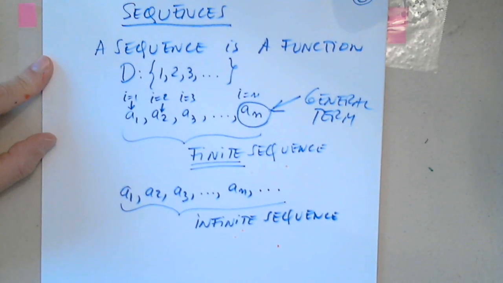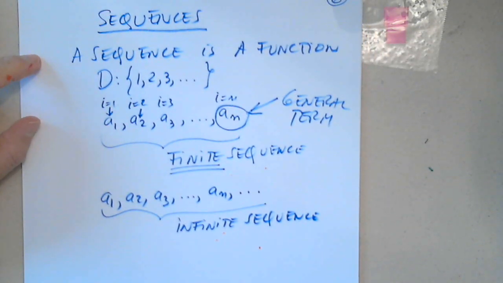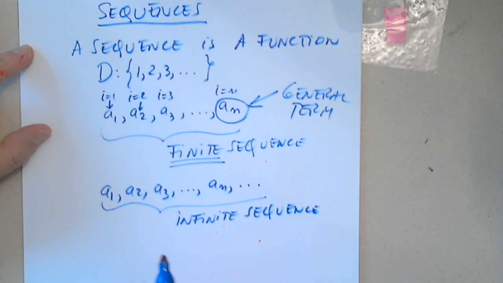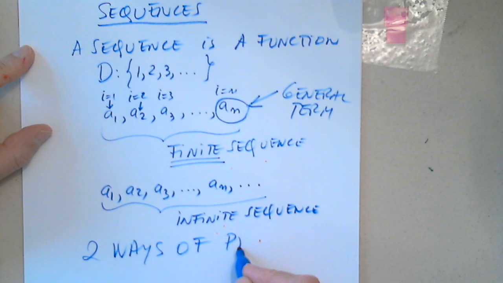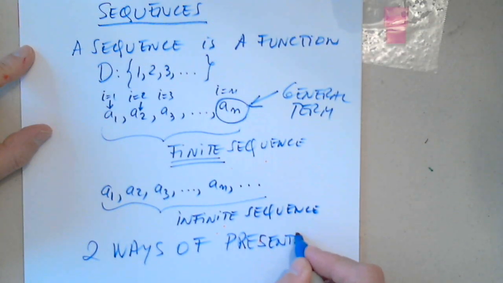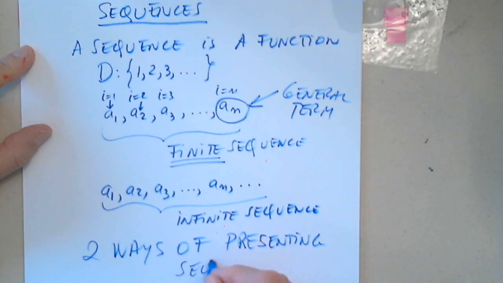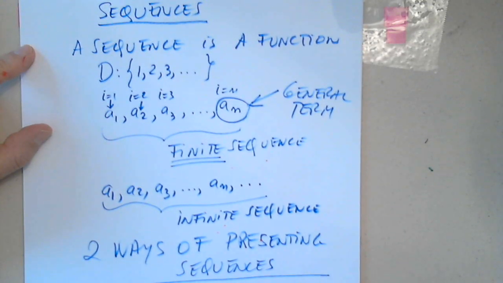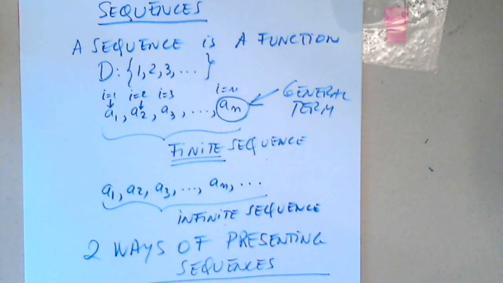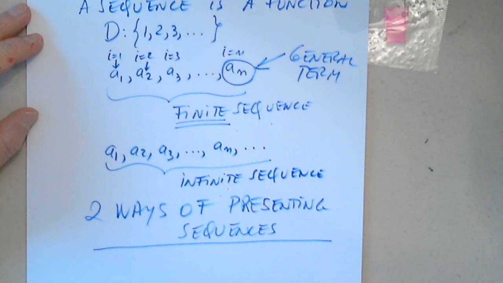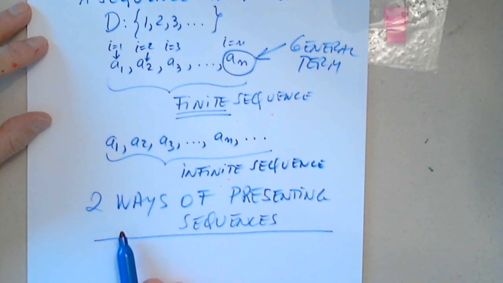And the general term can be given to us, or sequences can be given to us, in 2 ways. 2 ways of presenting sequences. This is way easier than you think. I know it looks like gibberish right now, but you'll see it's as easy as the factorials and everything else. 2 ways of presenting sequences.